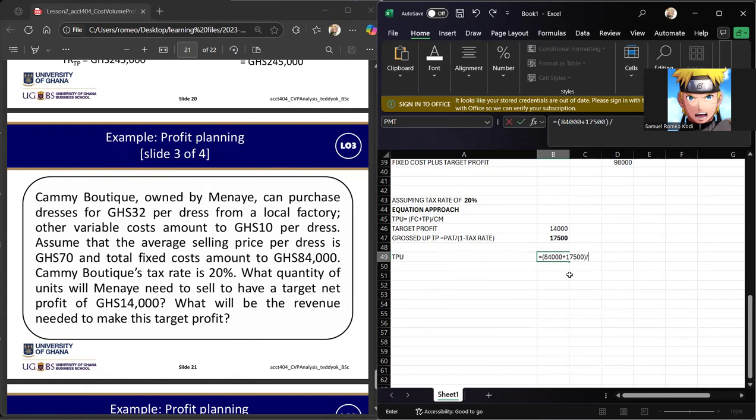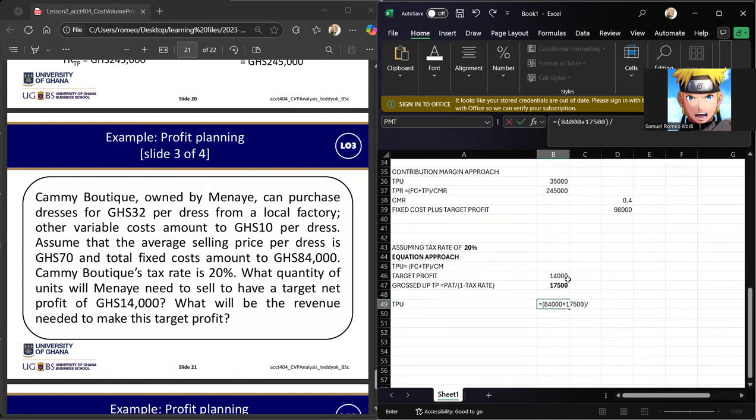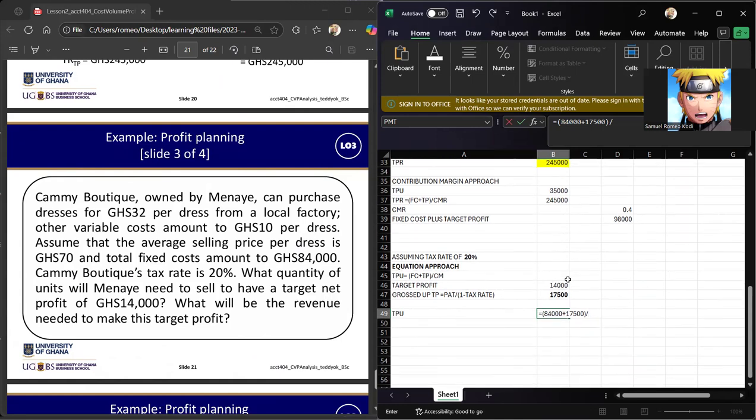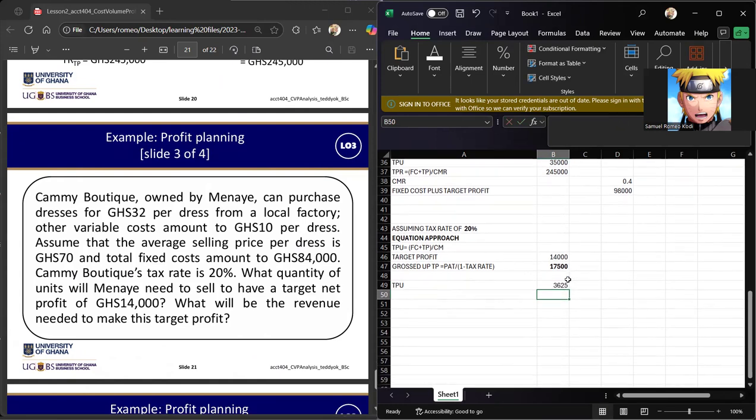So tired, stressful. What's our contribution margin? Our contribution margin equals 28, the rest is 5. So this one is in units. So targeted profit in value is simply equals this multiplied by the sales price. Yeah, so this is it. So this is the equation.